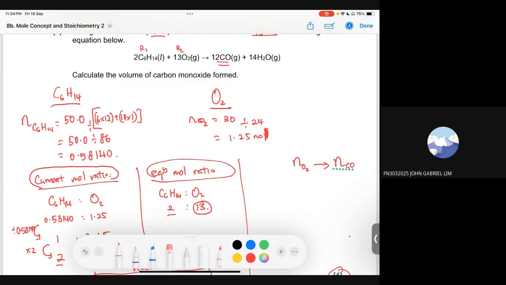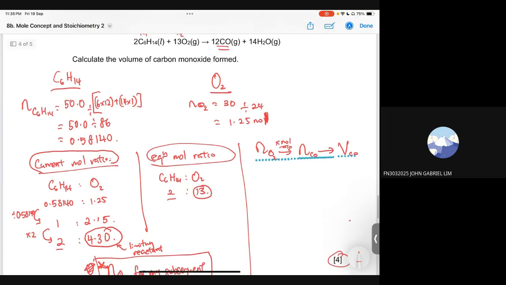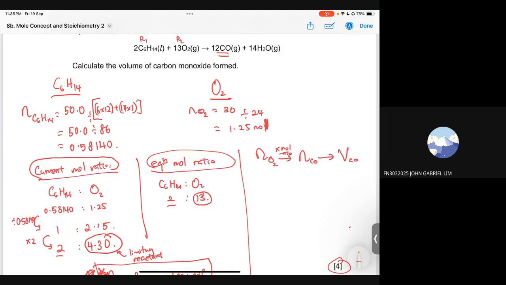Sorry, I want to find the volume of CO, which means I need to find the number of moles of CO. To find the number of moles of CO, I must start from the number of moles of my limiting reactant, which is O2. To go from mole to mole, I must multiply by the mole ratio. Now, this mole ratio is a cheeky one, because the numbers are 13 and 12. So the mole ratio I'm going to multiply will be 12 over 13. Just take note, it's always what you want to find on top, what you want to start from at the bottom. That's why it's 12, which is the product I'm going to get, and the starting point, O2, is 13.